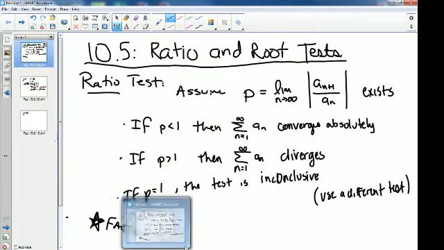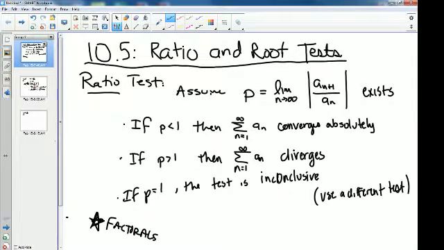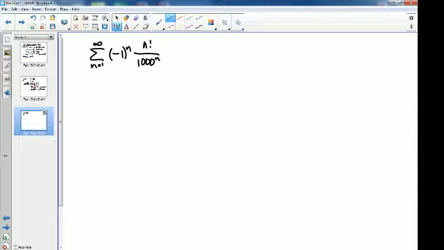I would also note this works well on factorials and exponentials. Like 2 to the n. So this would be n factorial, that would be 2 to the n. So kind of keep that in mind. We have both for this problem. But we also have an alternating series. Is that going to matter? You don't have to worry about this because we're doing all absolute value.